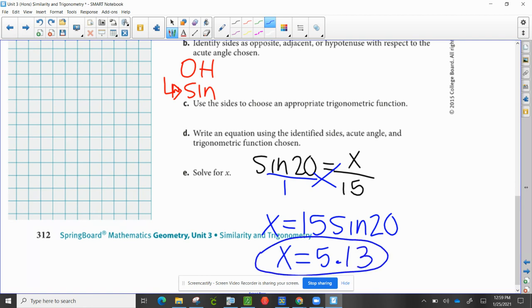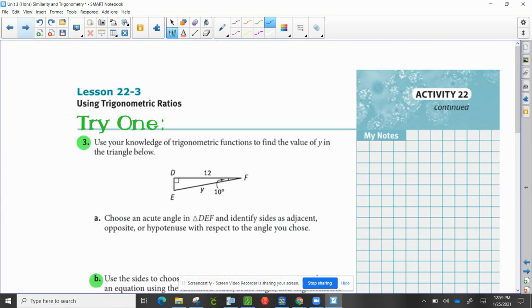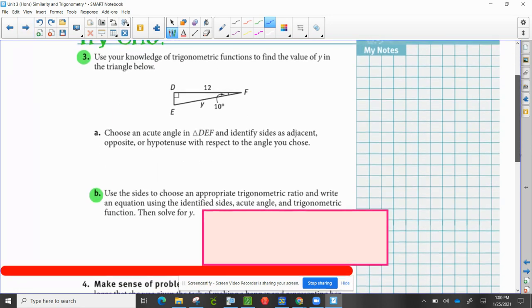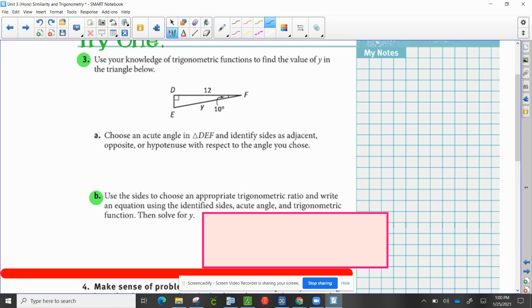And if you're not getting these answers, just double check, make sure your calculator is in degree mode, because that really will affect a lot of your problems. Okay. Let's just finish up on this page. So it says, use your knowledge of trig functions to find the value of y. So A is more of a setup question, but I'm going to have you guys do B.